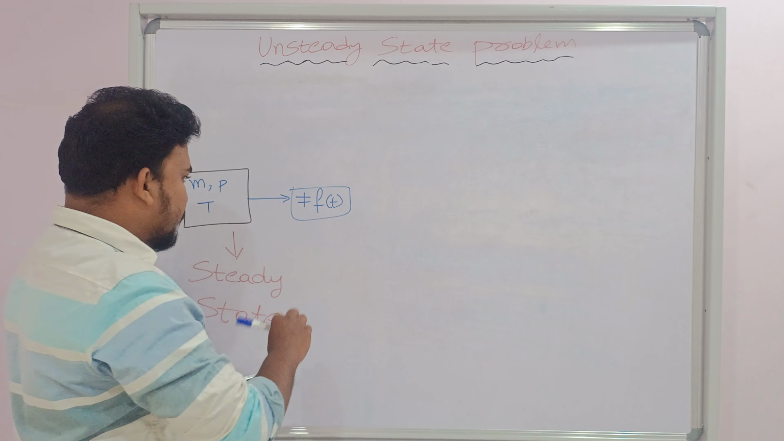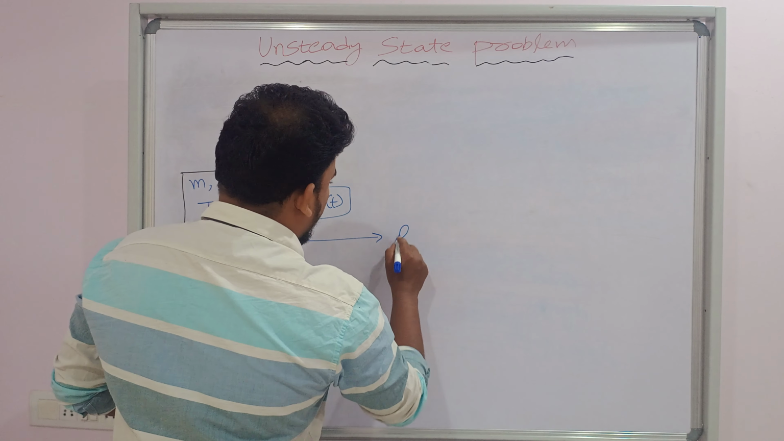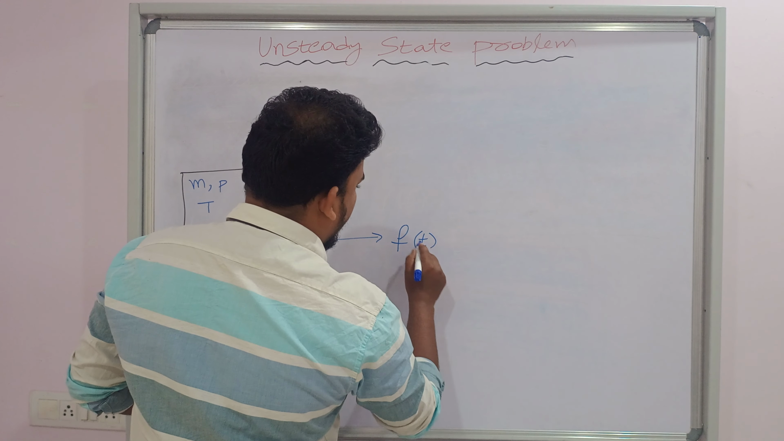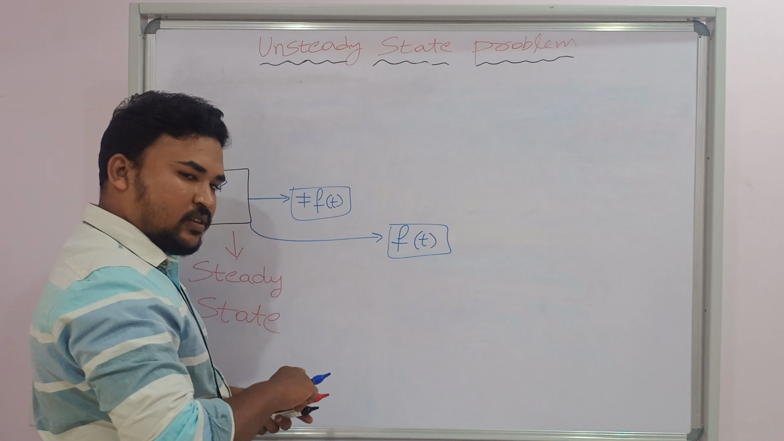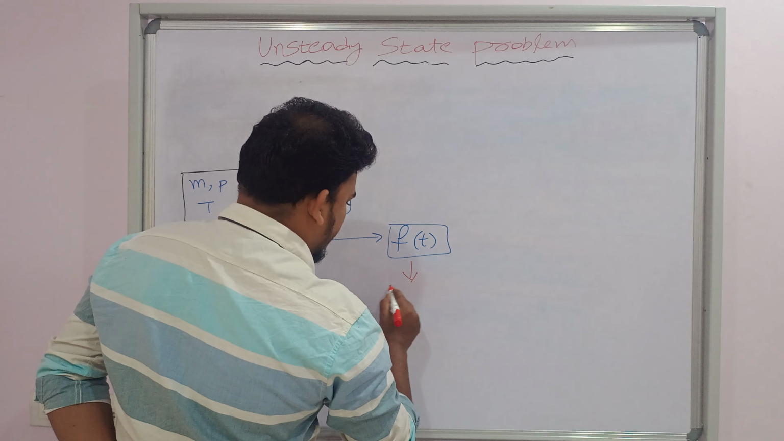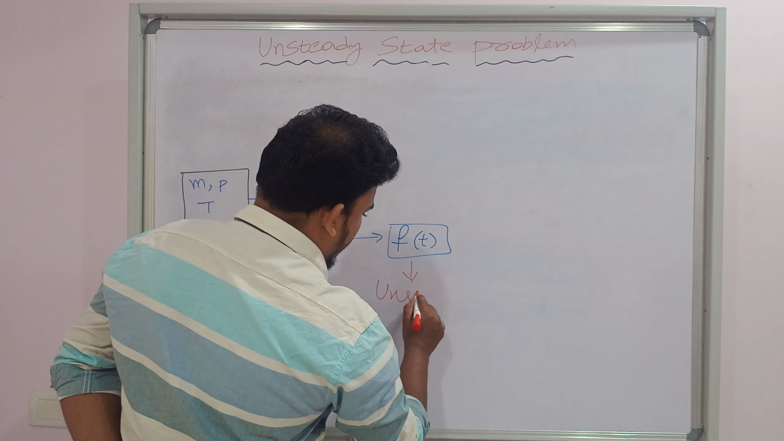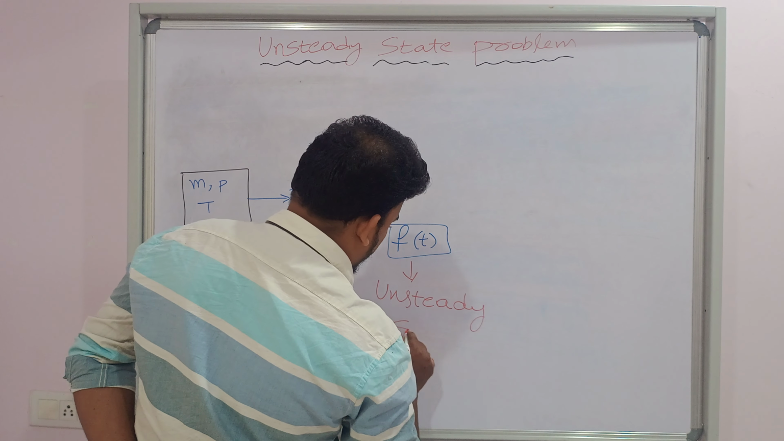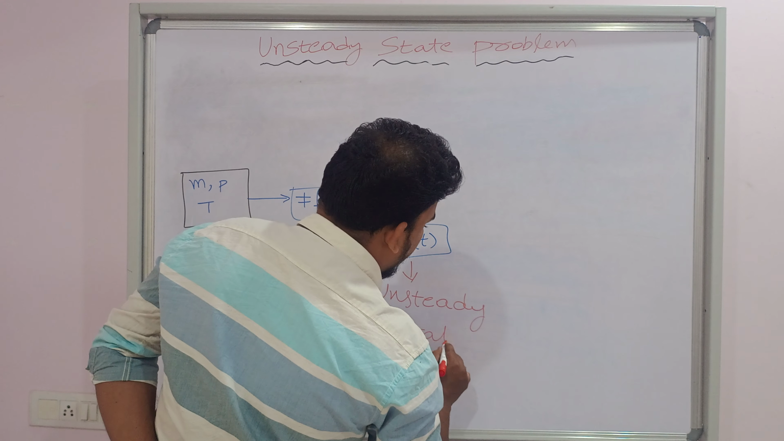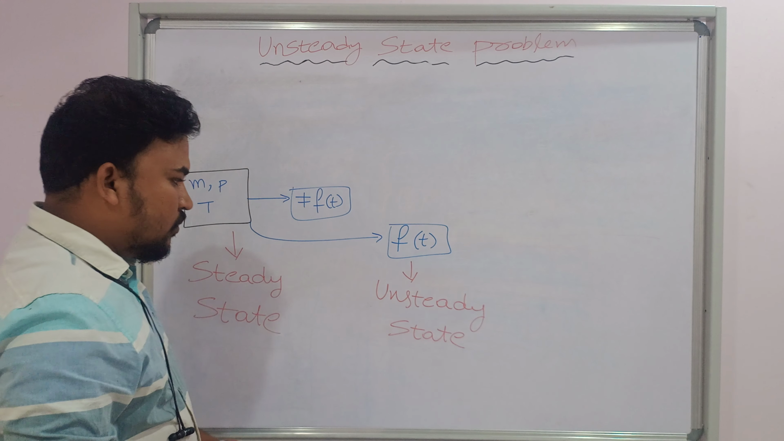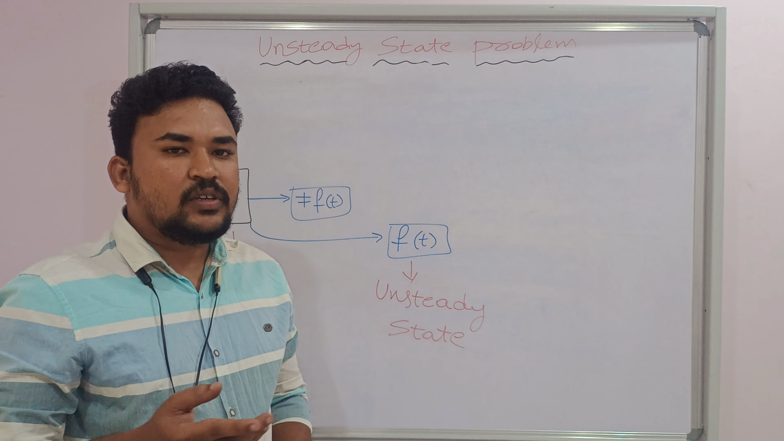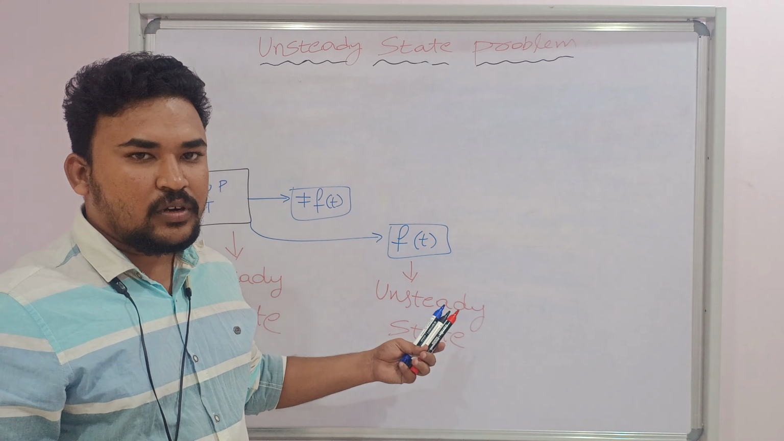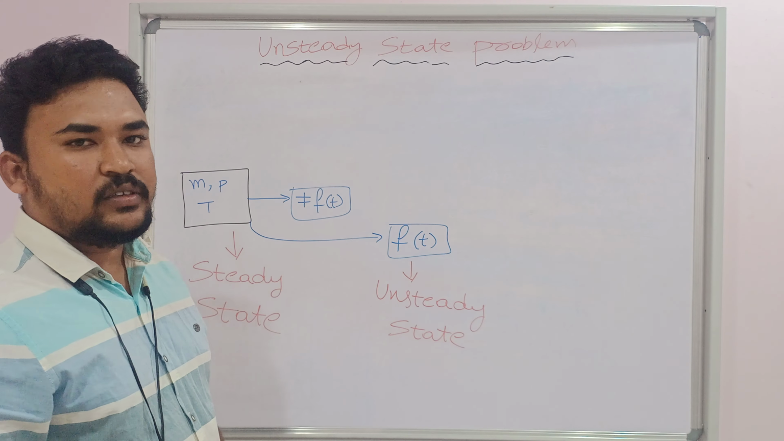If it is a function of time, then the system is in unsteady state condition. This is the basic difference, my dear. Because system properties will change with respect to time, it is an unsteady state condition. If not changing, then it is a steady state condition.